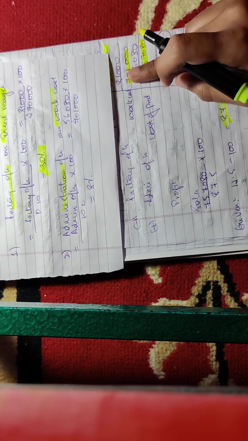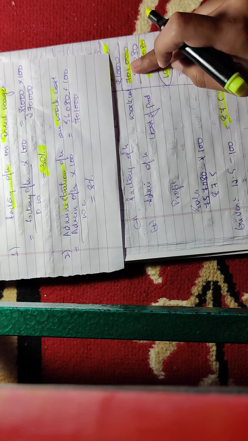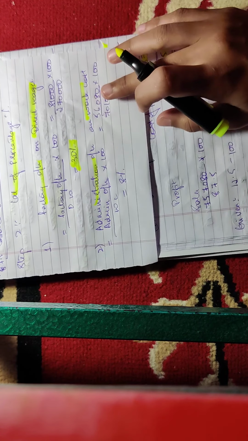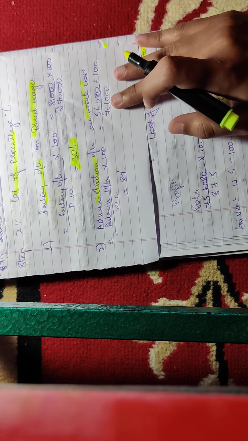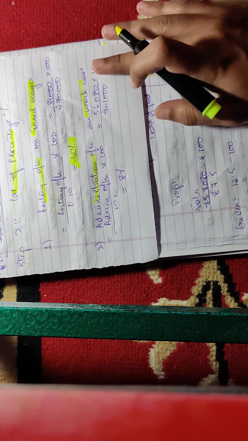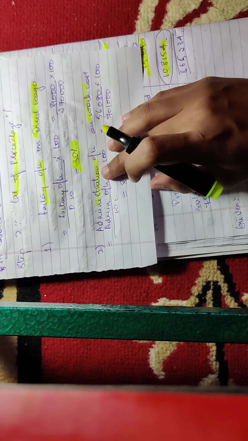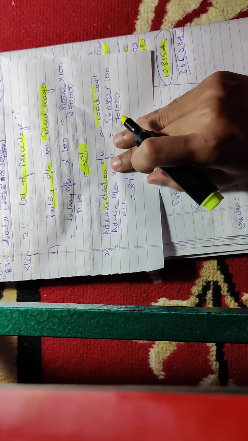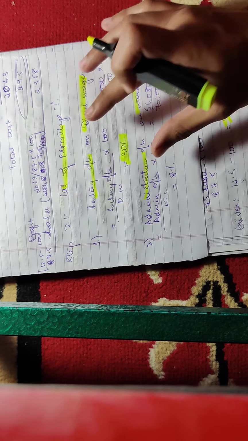What is the works cost we found out? That is 701,000. Okay, 56080 divided by 701,000 into 100 will give you 8%. Administration overhead divided by works cost into 100. This is your step 2.